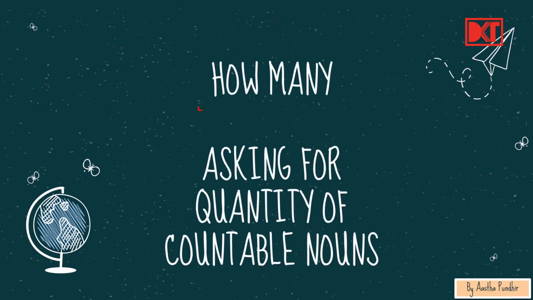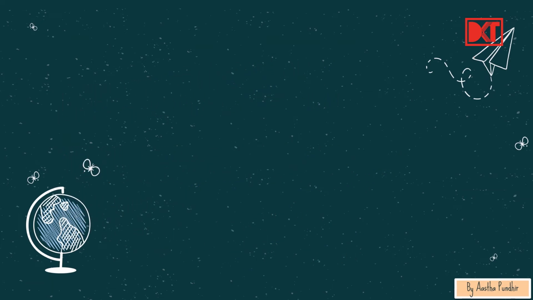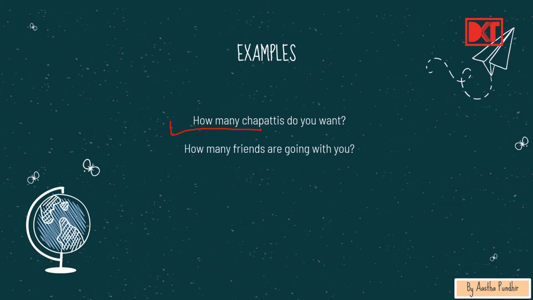How many? How many is used for asking for the quantity of countable nouns. Alright. Like here, how many chapatis do you want? You're asking about the quantity of chapatis. How many friends are going with you? Again, we're asking the number of friends going. So again, asking about quantity. How many twos make a 40? Again, asking the quantity of twos that make up a 40. Right.